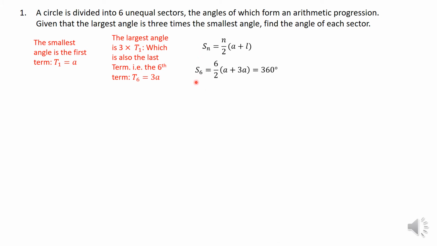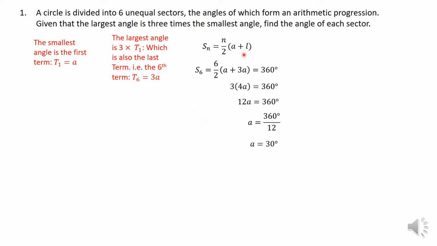The sum of the 6 sector angles will be 6 over 2 times the first term, which is a, plus our last term, which is 3a, and that should equal 360 degrees. You clean this up, you're going to get 12a equals 360. Therefore, a is 30 degrees.